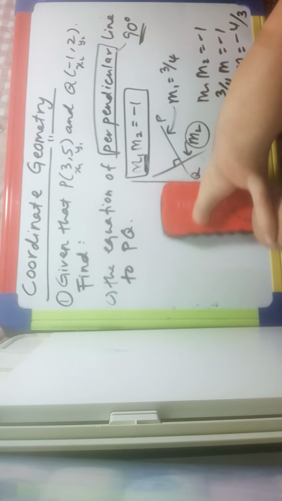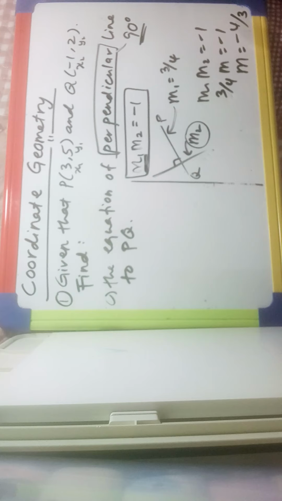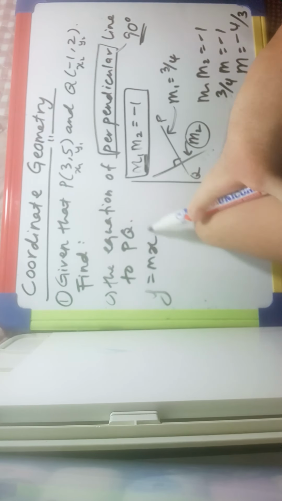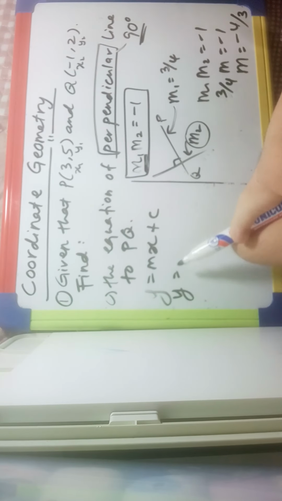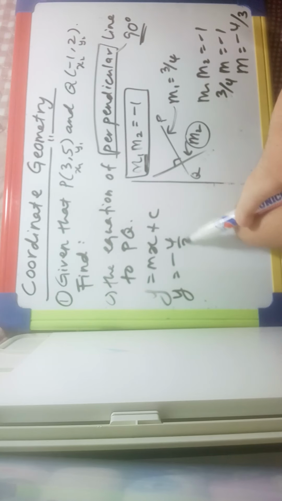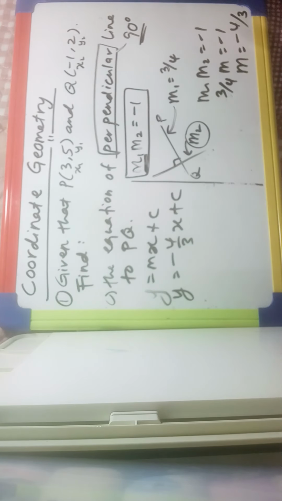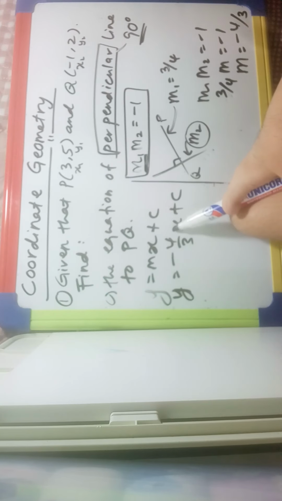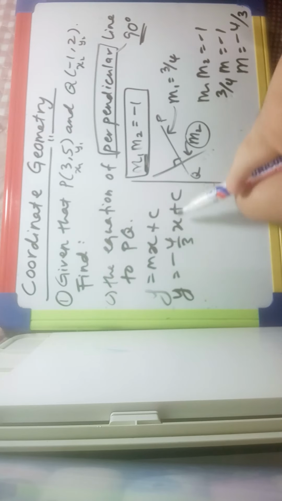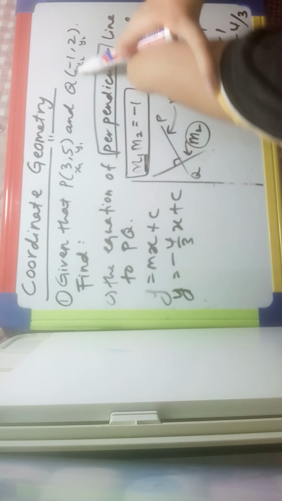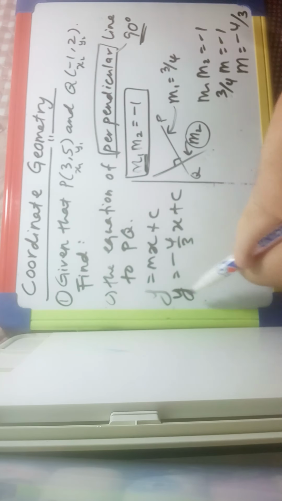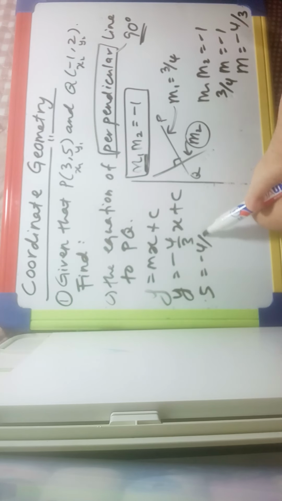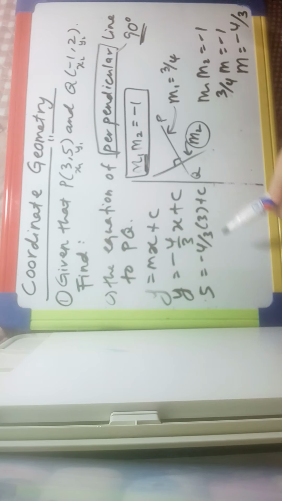Now I will erase this. I will use this perpendicular gradient, substitute inside y equals mx plus c. So now we have y is equal to negative 4 over 3x plus c. Again, you need to find the value of c. How to do it? Substitute y and x. Which coordinate must we use? You can choose any of them. Let's say I'm choosing coordinate P, 3, 5. So I will substitute in here. So 5 is equal to negative 4 over 3 multiplied by 3 plus c. So what is my c? You rearrange, use calculator. So your c will become 9.